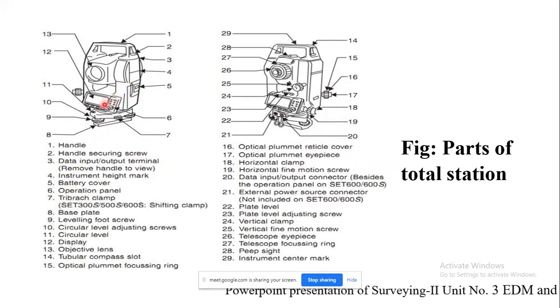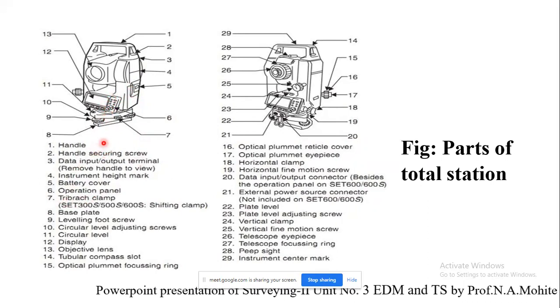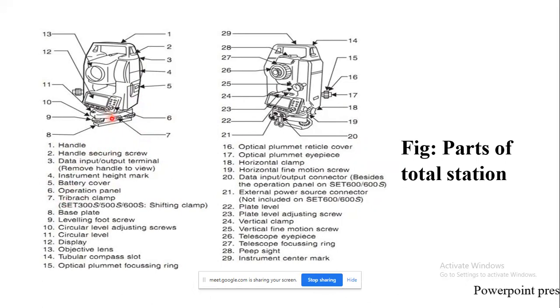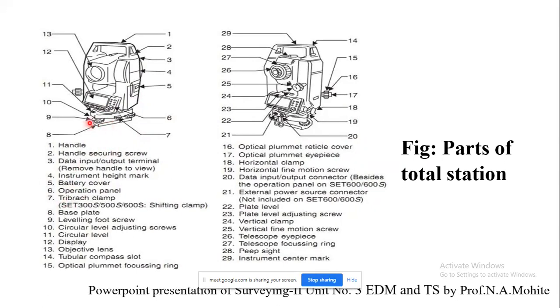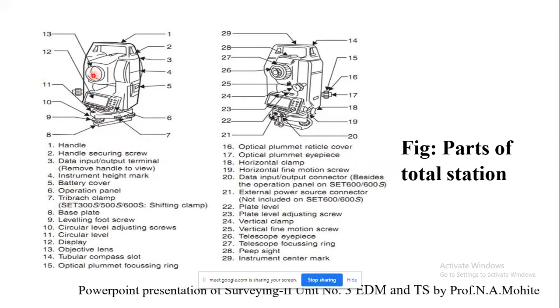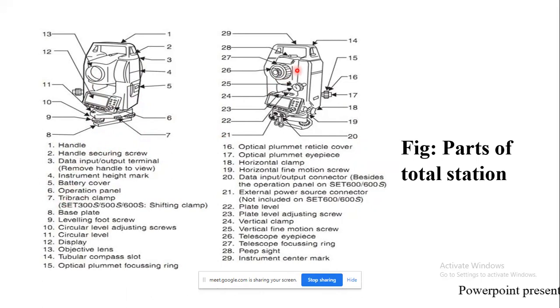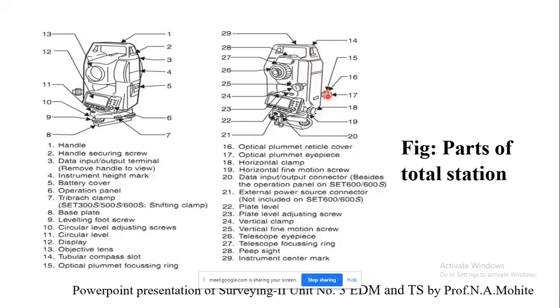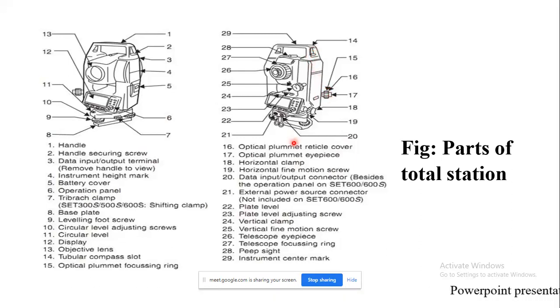Then here is the operation panel. Whatever function keys you are going to use are there. Then here is the tri-bar plate. Then the base plate is there. Then foot screws are there for leveling. Then here is the screen display. Then the objective lens, which we call the object glass. Then the tubular compass slot is there, which you can see at the top. Then correspondingly the optical plummet focusing ring. The optical plummet is nothing but that by which you can see the center on the ground.